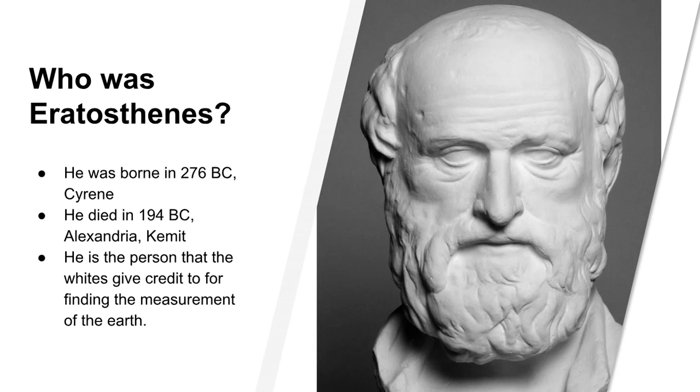First, who was Eratosthenes? Well, he was born in 276 BC, Syrian, I think. He died in 194 BC, Alexandria, Kemet, which is another word for Egypt. He's the person that the whites give credit for finding the measurement of the Earth.